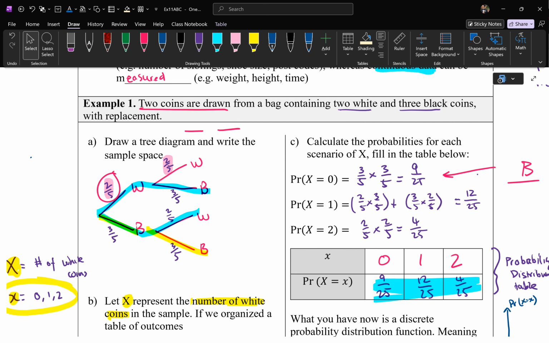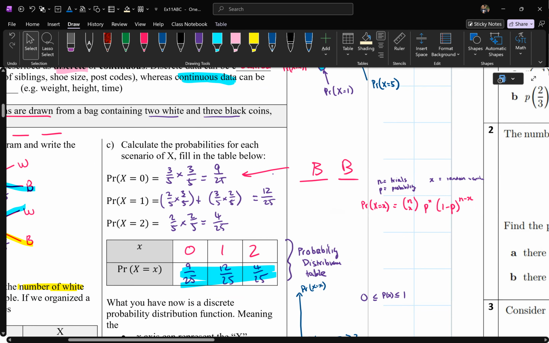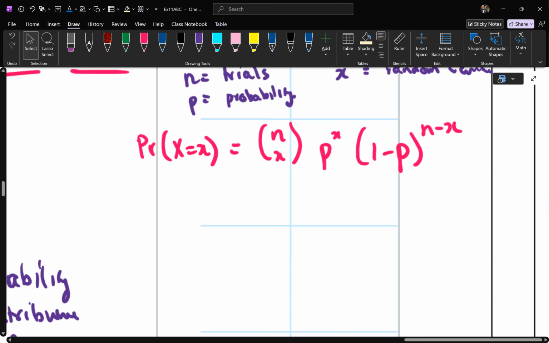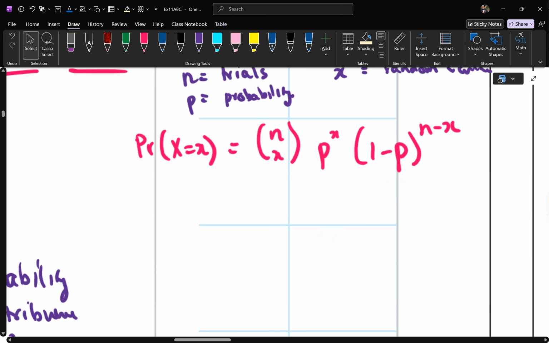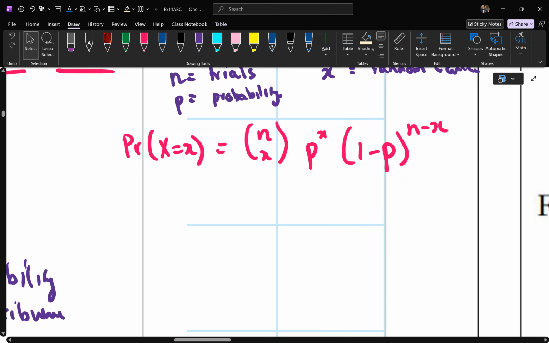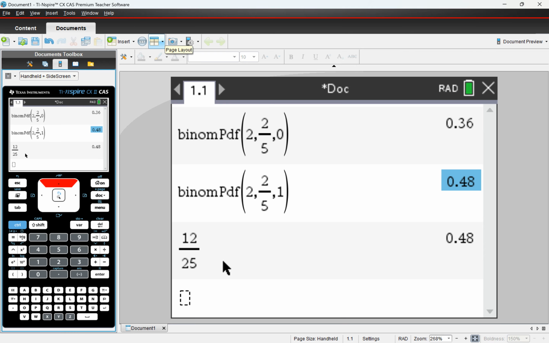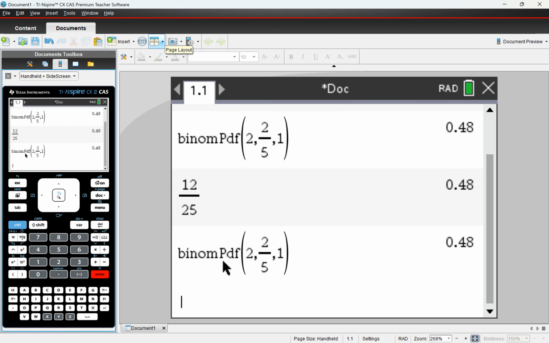But you can only use this rule if it's a Bernoulli sequence. Okay? Now this rule, why did you have to learn combinations for next year? Notice in the rule, this is combinations. So in my case before, when I was working out what's the probability of getting 1 white coin, and when you type on your calculator and you do this, how does it get 0.48?